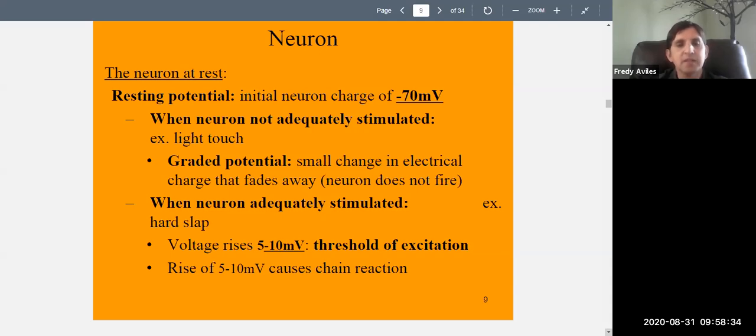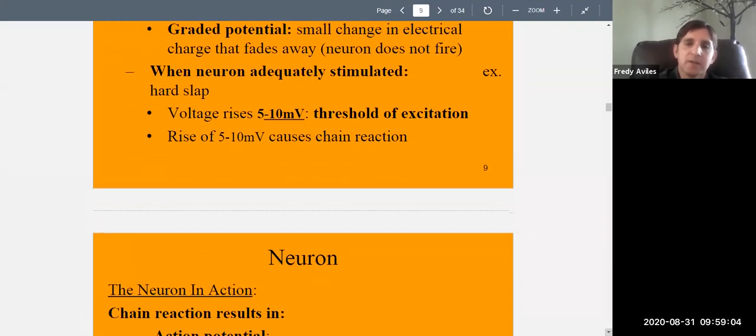So that rise in the voltage of 5 or 10 millivolts causes a chain reaction. By the way, there are things here in bold that you have to know, like -70 millivolts, that's another magic number you have to know. That's when the neuron is at rest. You have to know what a graded potential is, so I'm trying to keep things in bold that you should know about. So once you get a rise in the voltage by at least 5 or 10 millivolts, you reach the threshold of excitation. In other words, that's when things get started, and that leads to a chain reaction that results in the neuron firing.